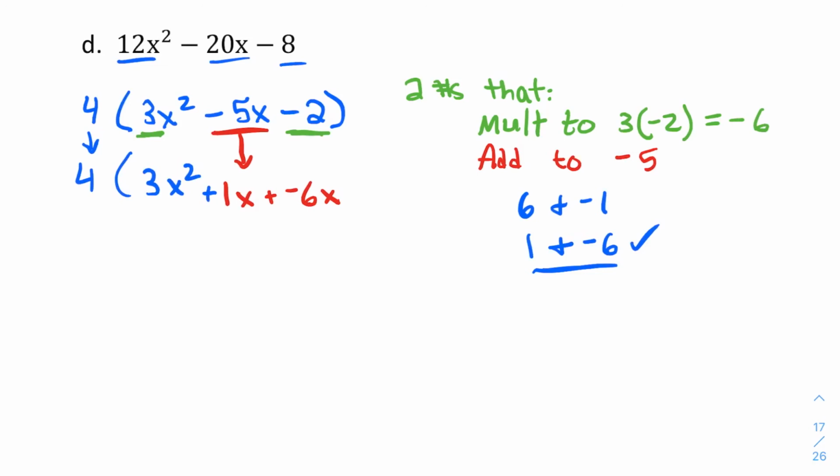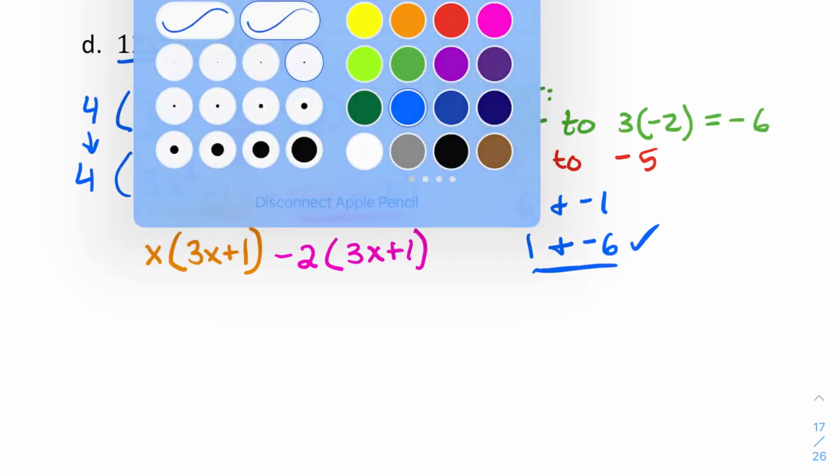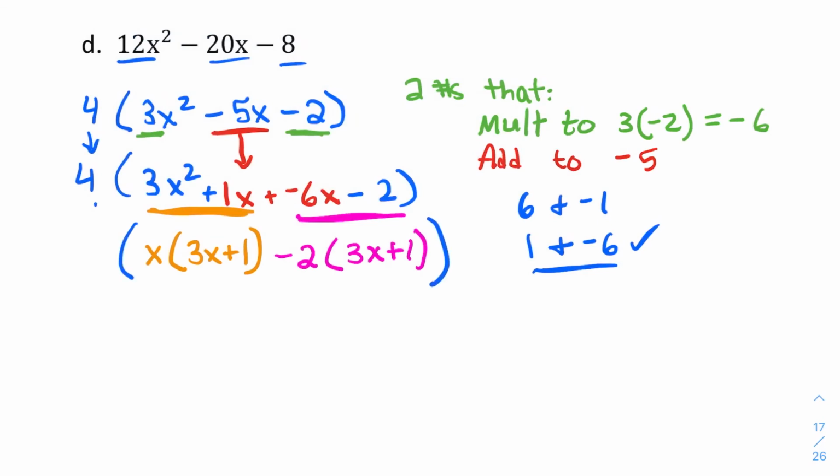So I'm going to rewrite my middle term as 1x minus 6x, or plus negative 6x. And then my 4 on the outside is my common factor that I had to start with. It's just kind of chilling throughout this whole process. So I rewrote my middle term, and then I'm going to factor by grouping. So I'm going to factor an x out of that 3x squared plus 1x. And then I'm going to factor a negative 2 out of my negative 6x minus 2. Then I have a common factor of 3x plus 1 for both of them.